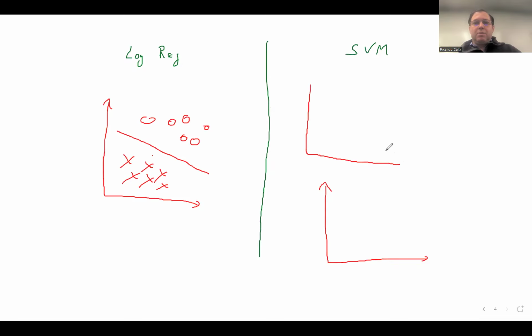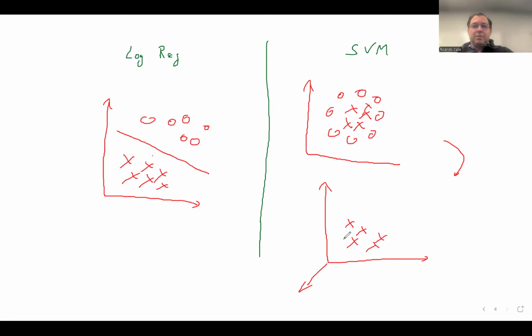So SVM, let's imagine, going back to the example, in the original space, it was like this, right? But it does this projection to a higher dimensional space. Let's imagine three-dimensional, right? So it projects up, and now the data is, in fact, linearly, this is called linearly separable. Do you guys understand?